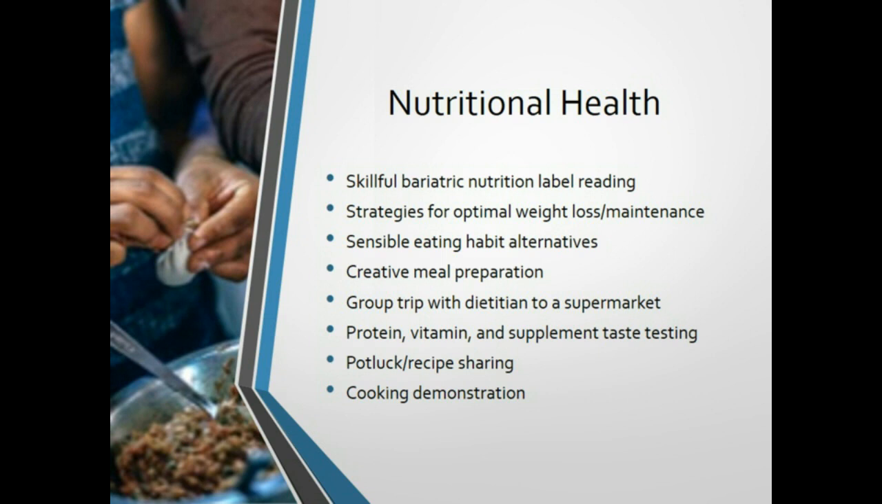I know we've done some of this where we said, you have 5 ingredients, we're going to make a 3-course meal. We've done stuff like this using just a microwave, because we're assuming these are things people may have access to. Group trip to a supermarket with a dietitian. We've done this. It works great. Protein, vitamin, supplement taste testing.